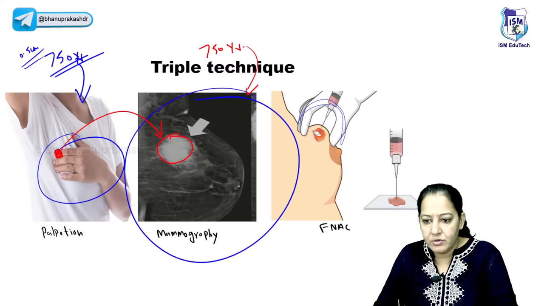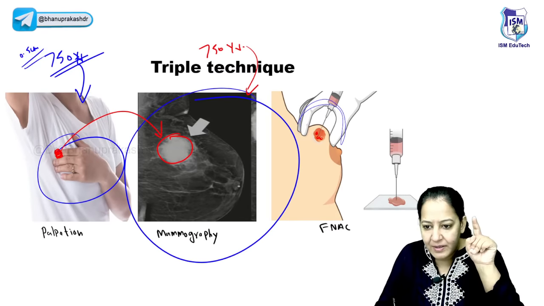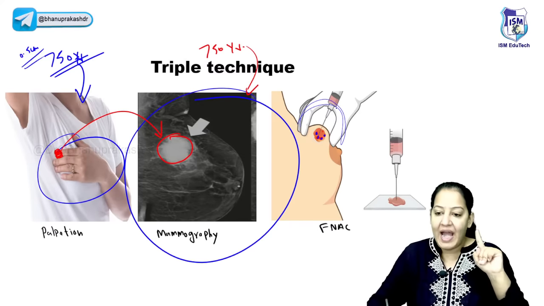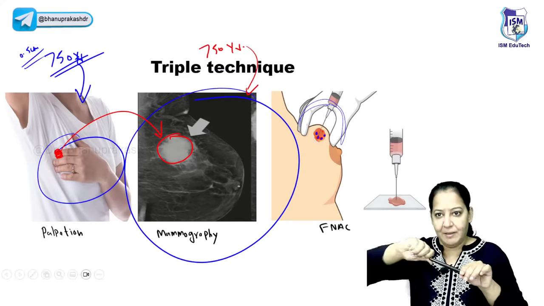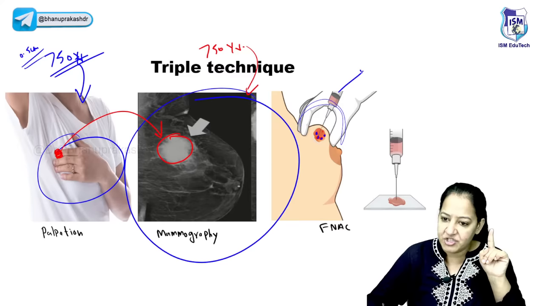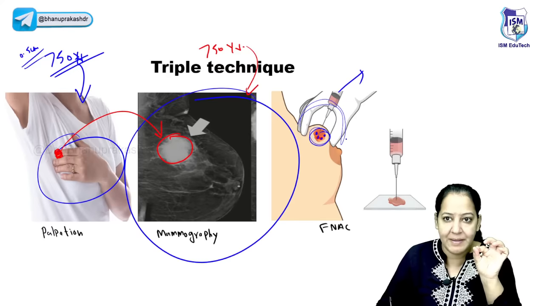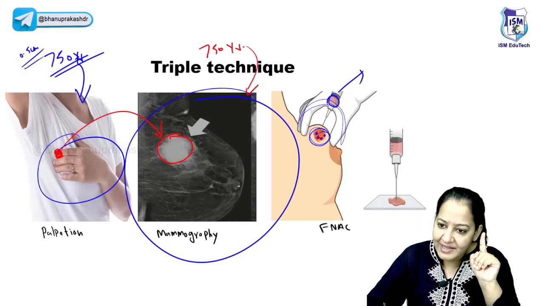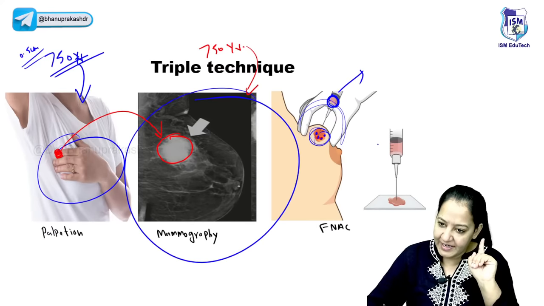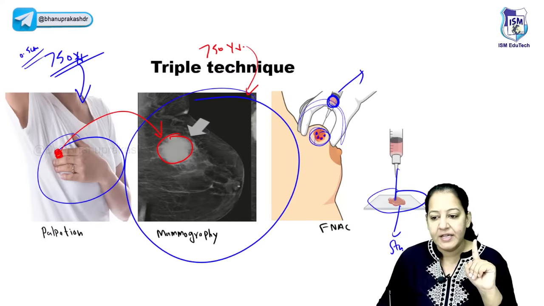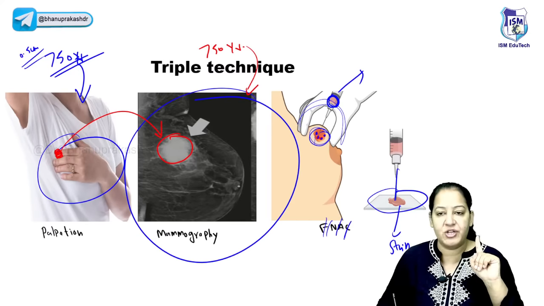Let me draw. So there is dislodgement. The tumor cells will get dislodged inside this. Can you see the tumor cells I am drawing? They will dislodge. And then pull the plunger out of the syringe, so that whatever tumor cells are dislodged, and there is a little bit of bleeding also, that will get collected in the syringe. Now take it out and spread it on a slide and stain it. This is known as fine needle aspiration cytology.